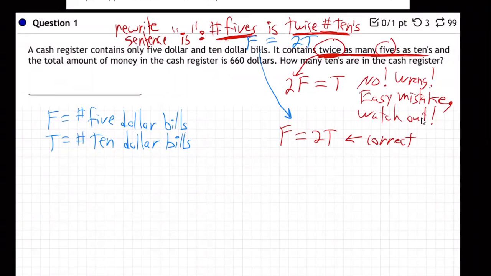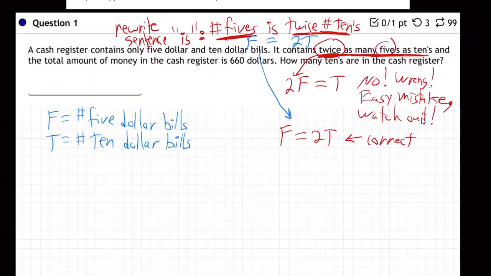They just said it in a way that's hard to change to math at first. This way, twice as many fives as tens, is not easy to change to math. See how they don't use the word is anywhere? Rewrite the sentence using is, and it'll be easy to change to math. Is or was, that's the same thing, the past tense of is. Is is always your equal sign. If something is something, it equals something. So that's my suggestion. Rewrite it: number of fives is twice the number of tens. So there's the correct equation. Watch out. Super common mistake.